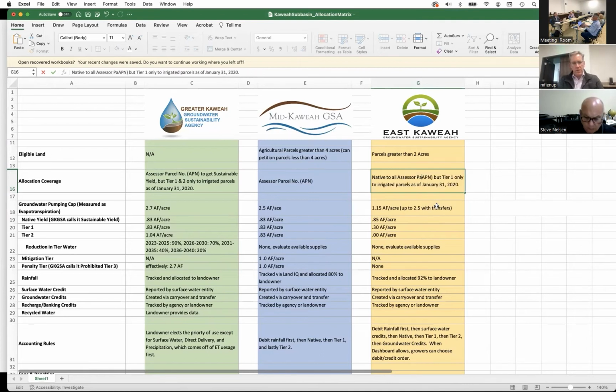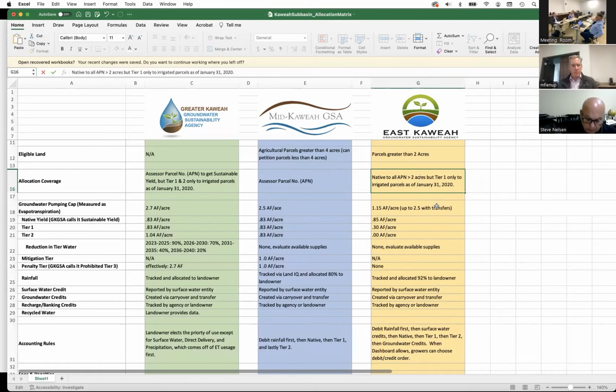Great. Okay. So although there's only like 85,000 irrigated acres in East Kaweah, there's about 92 to 95,000 that's actually getting all the tiered water. Okay, so did I characterize that right? Native goes to all APNs larger than 2 acres, but tier 1 only to irrigated parcels as of January 31st, 2020. Yeah. Great. Is the presumption those are de minimis users then?